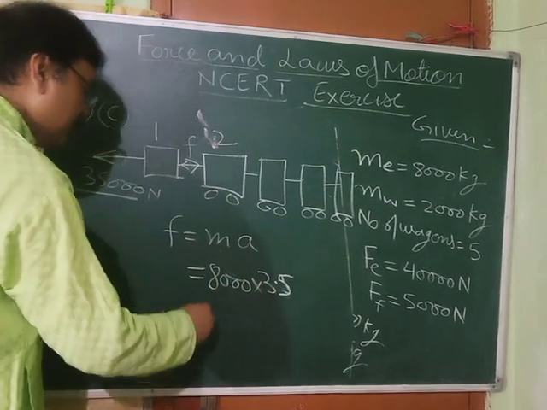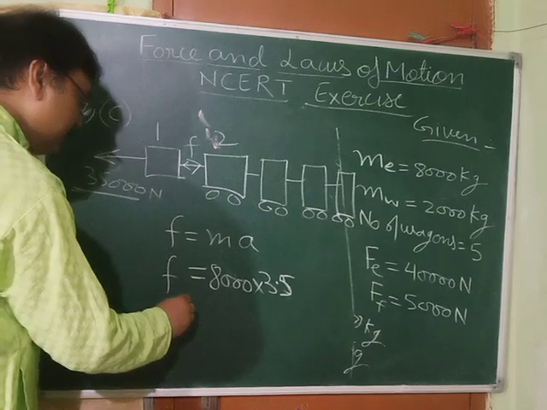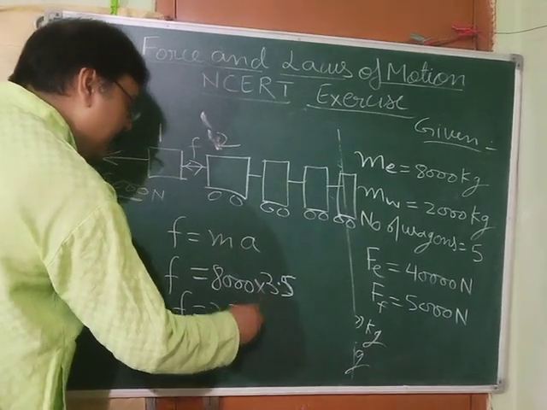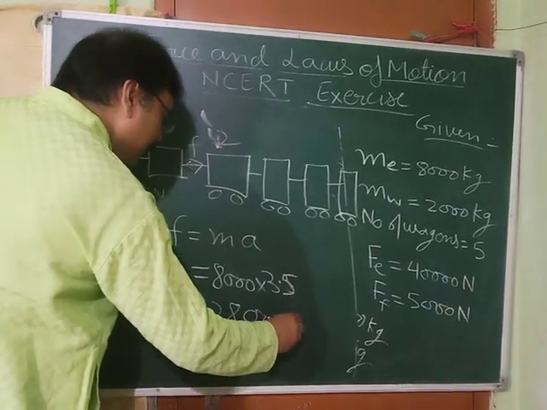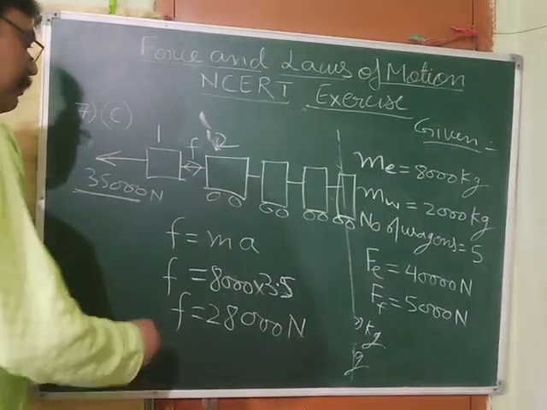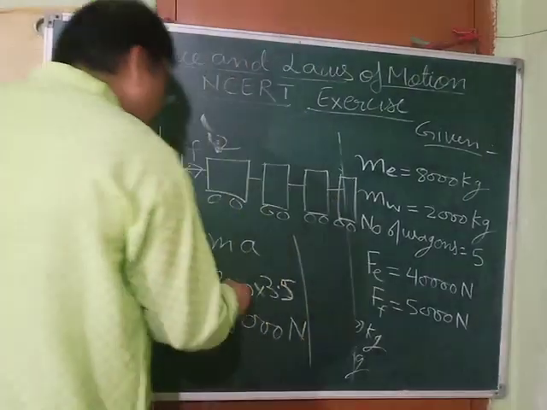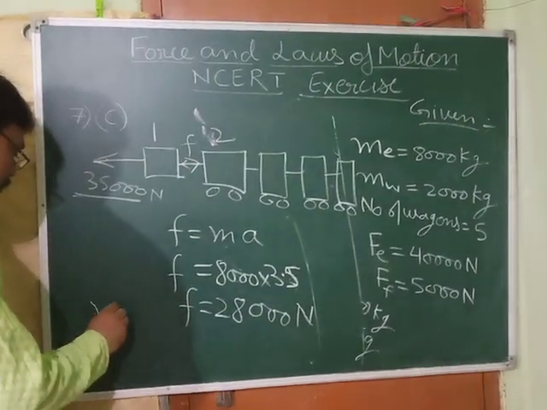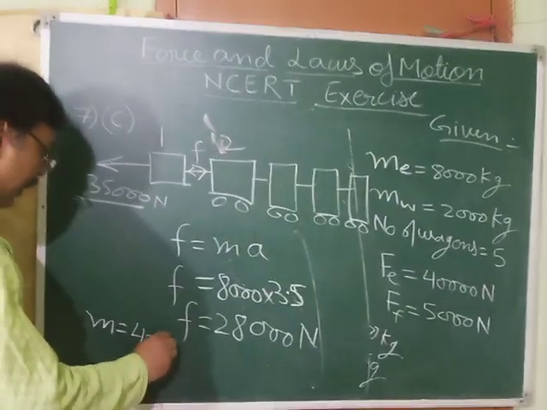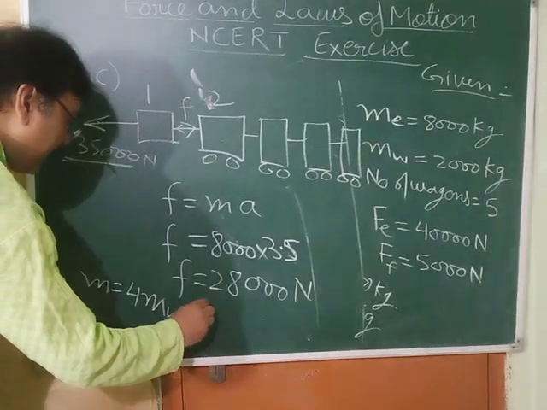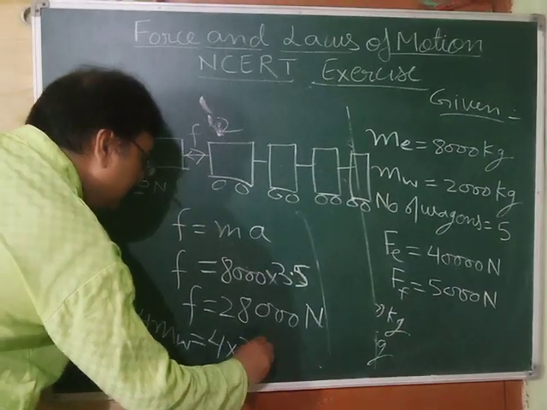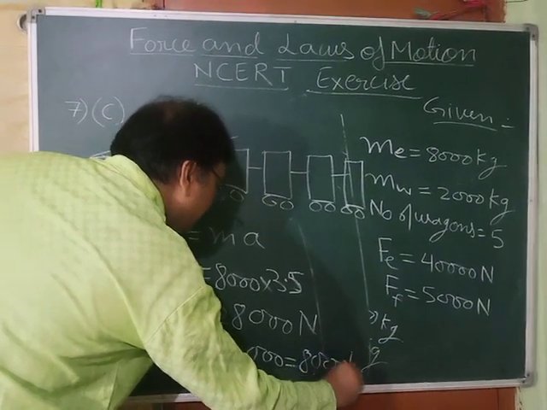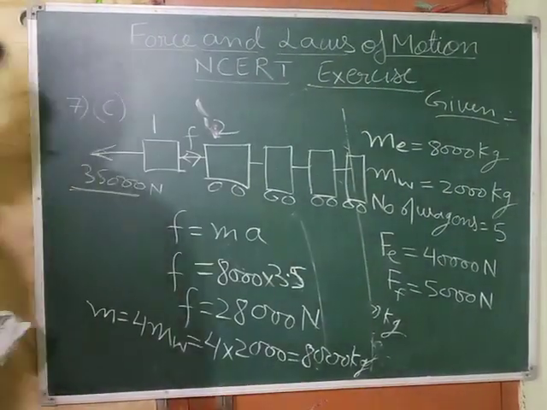Okay. And then we will get force how much? Force is, you can multiply this, you will get 28,000 Newton. But here, for your convenience, you can write m is equal to 4 m_w. That means 4 times the mass of wagon, that is 4 into 2000, that is 8000 kg.